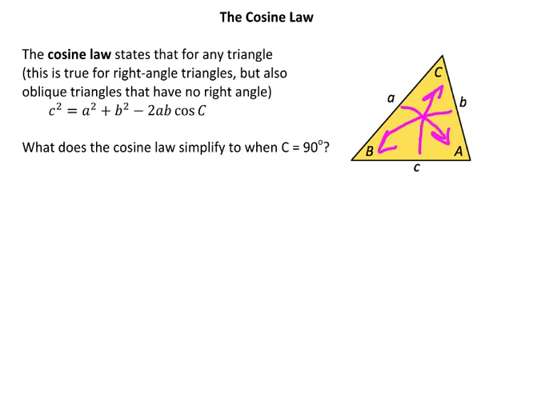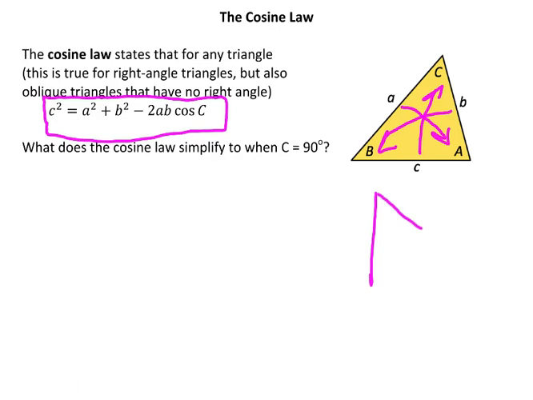And then once you've done that, this is the cosine law here: c squared equals a squared plus b squared minus 2ab cos of angle C. And notice this is true for any triangle, so it doesn't have to have a right angle in it, unlike Pythagoras' theorem or SOHCAHTOA, which are only true for right angle triangles. But let's see what it simplifies to when you have a right angle triangle.